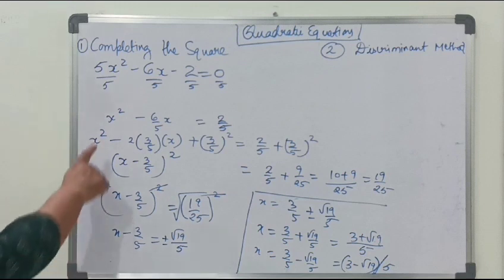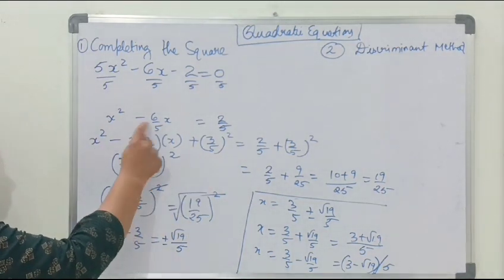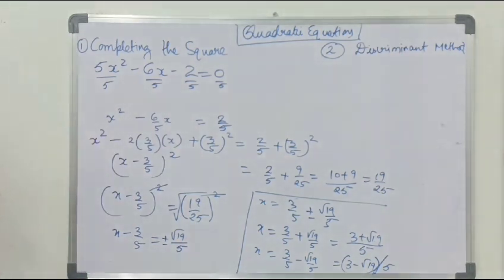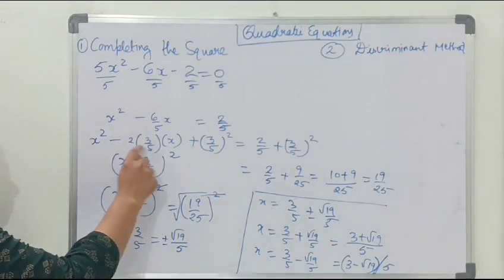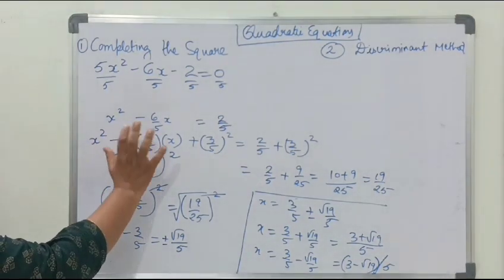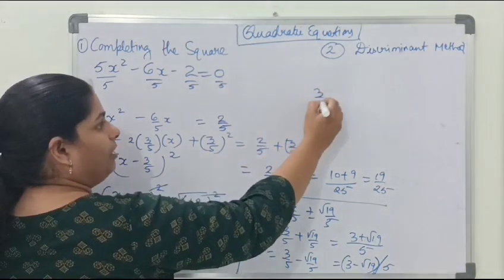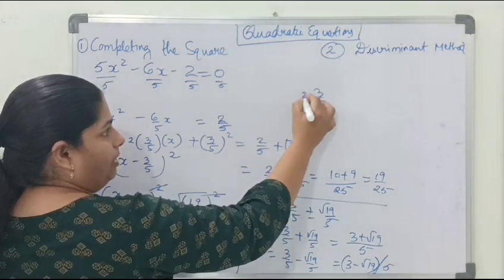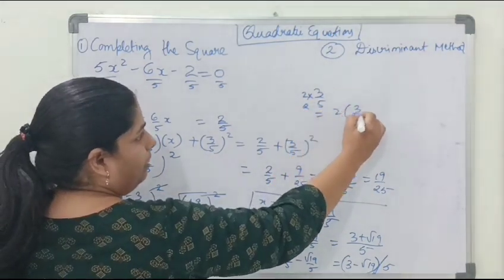Now, I assume that this is a square and this is minus 2ab. B square is missing, or plus 2ab, whatever the sign is. This is 2ab, so I am writing it as 2 into 3 by 5. Suppose you are not getting 2 here, then divide the value by 2 and multiply it by 2. For example, if you have got 3 by 5, then multiply and divide by 2. Then you will be getting 2 into 3 by 10.